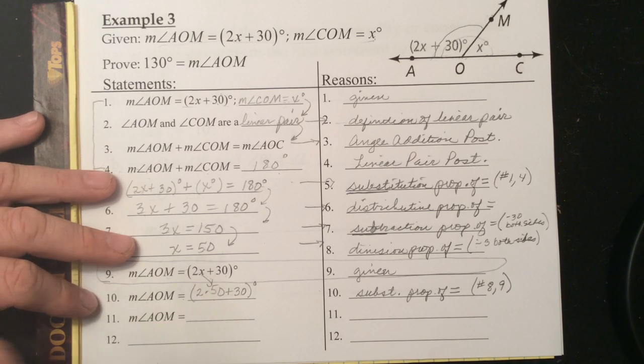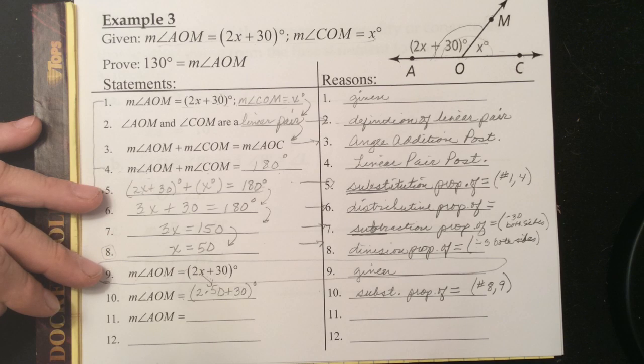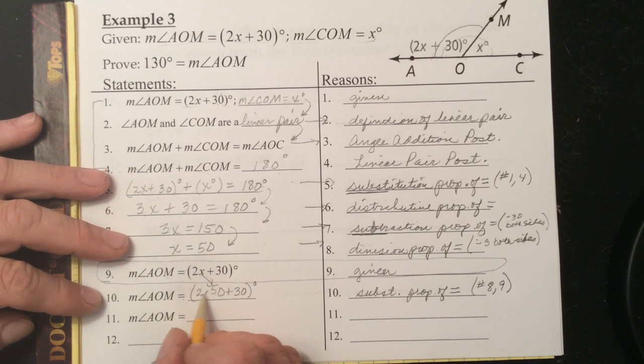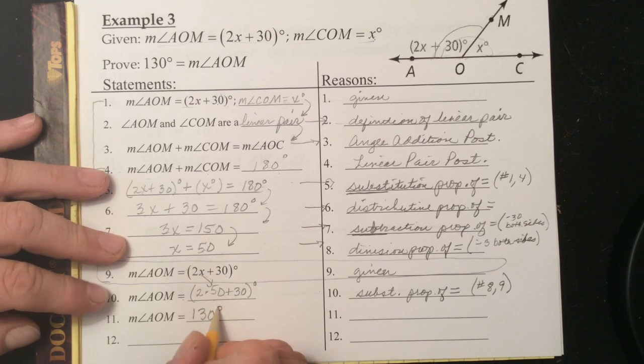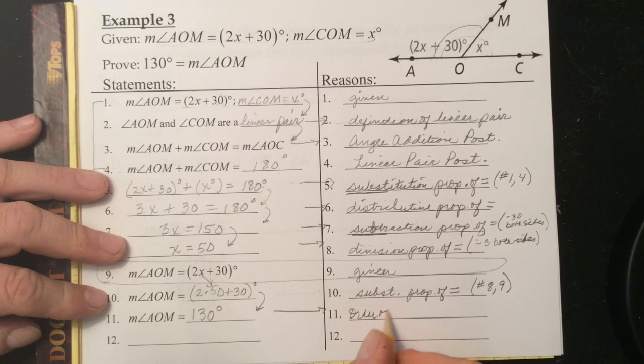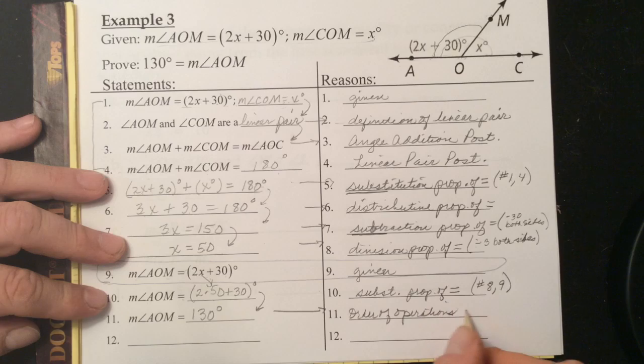So what are they asking us or implying for us to do? Well, we need to go ahead and combine all this. Multiply and add. When you multiply, add, subtract, divide, or any combination thereof, you're using the order of operations. So 2 times 50 is 100. 100 plus 30 is 130 degrees. So what did we do from this statement to this statement? We used the order of operations, and that is a property.